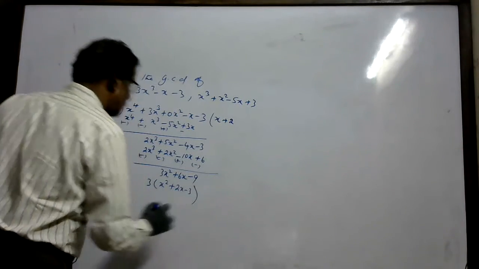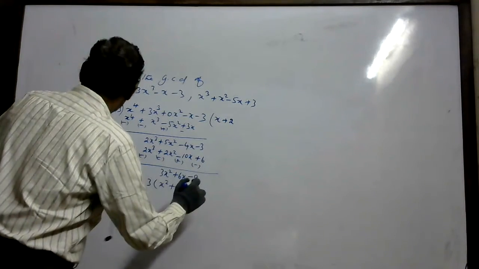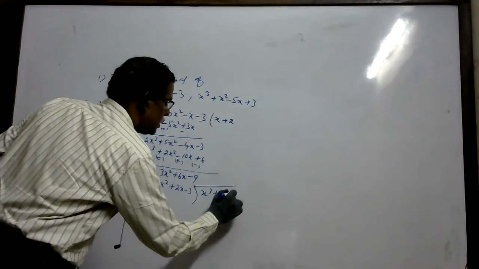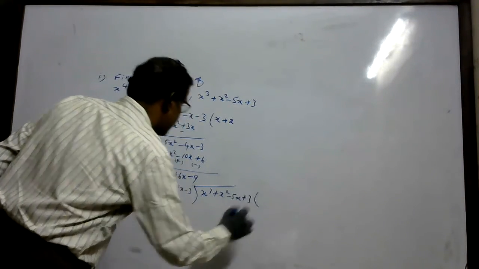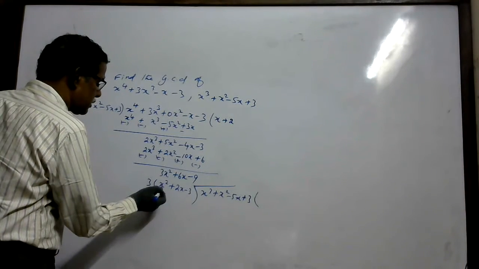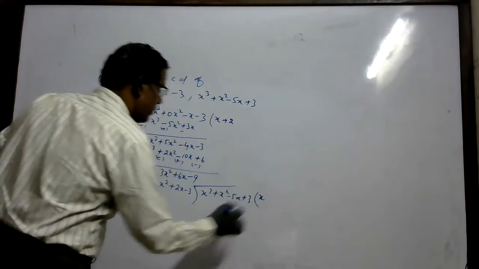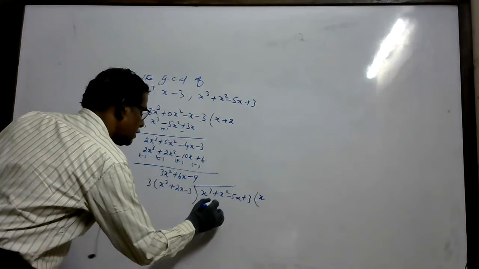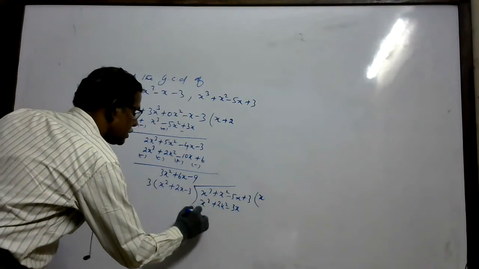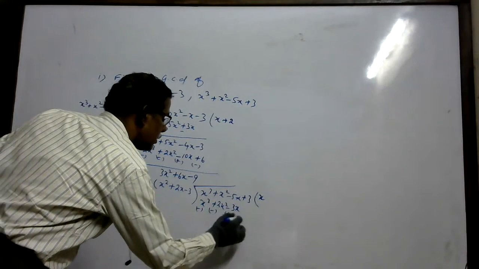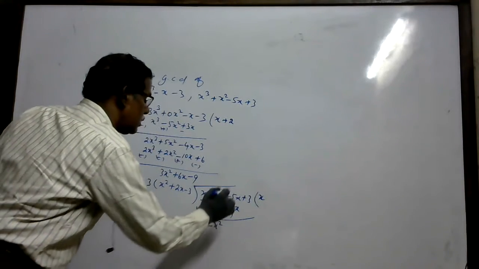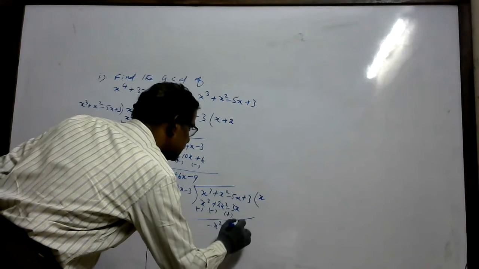Now take the divisor here, x cube plus x square minus 5x plus 3. Divide this by the polynomial. Here we have x cube and here the first term x square. So divide the first term by the first term, x. Multiply: x cube plus 2x square minus 3x. For the subtraction, change the sign. We get first term cancel, second term minus x square minus 2x plus 3.